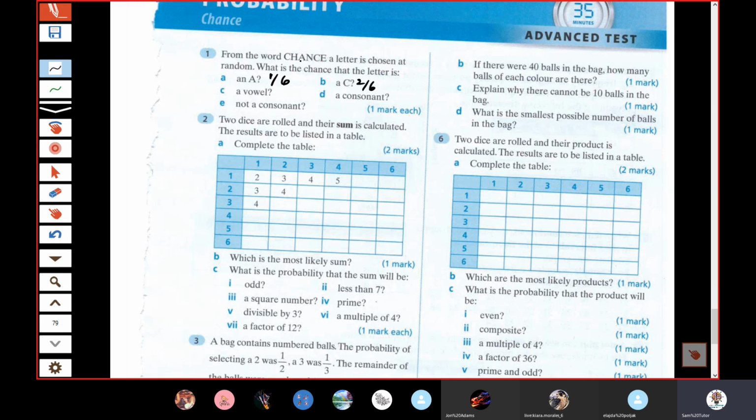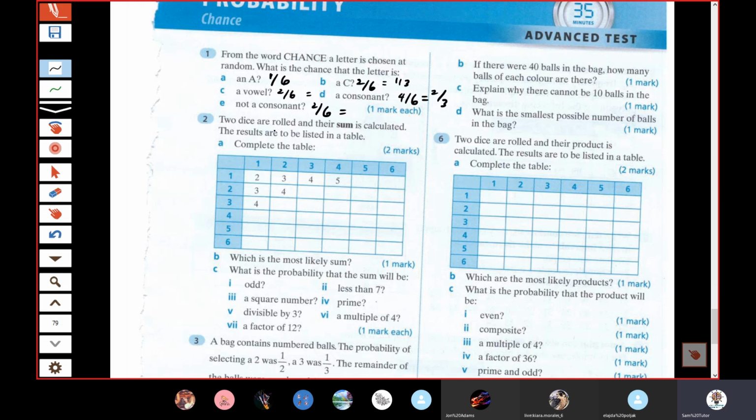A vowel: 1, 2, 2 vowels. A consonant, obviously that should be 4: 1, 2, 3, 4. Not a vowel? If it's not a consonant, then it's a vowel, right? So 2 out of 6. Again, you could have simplified all these: 1/3, 1/3, 2/3, it doesn't matter. Any questions?